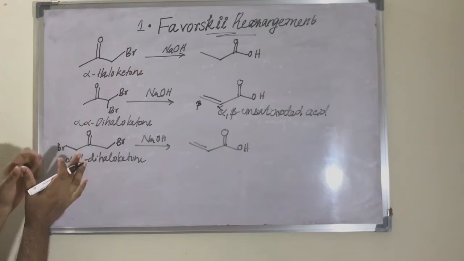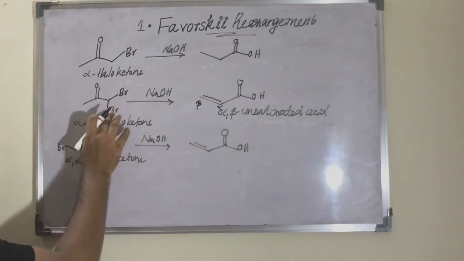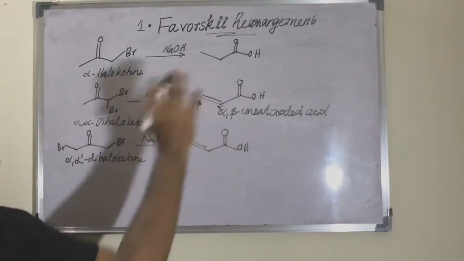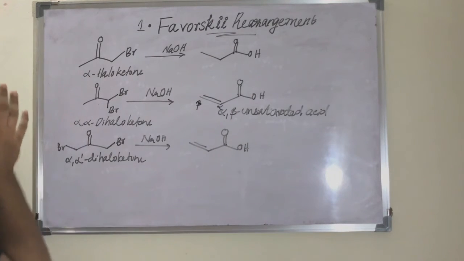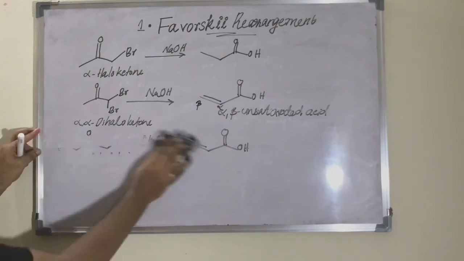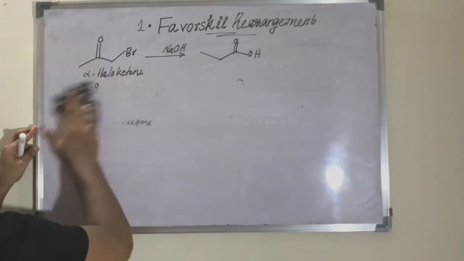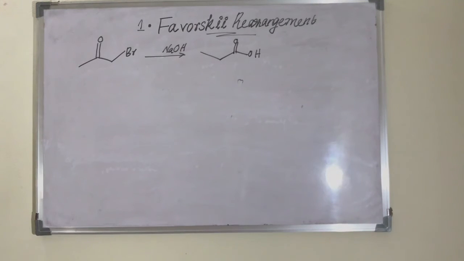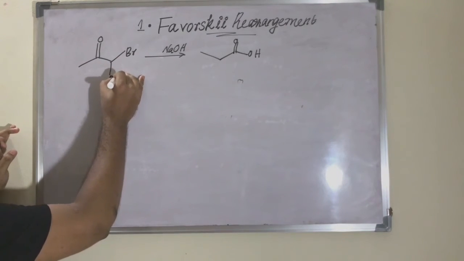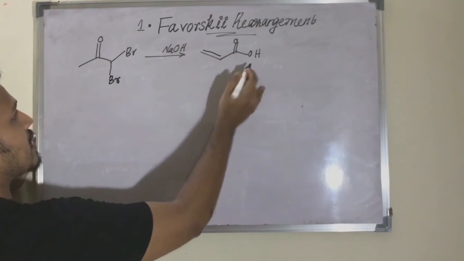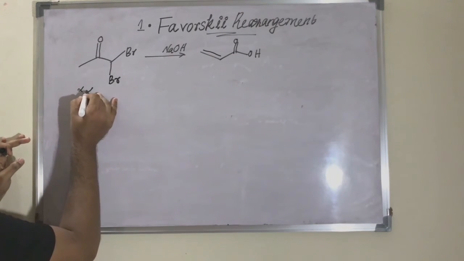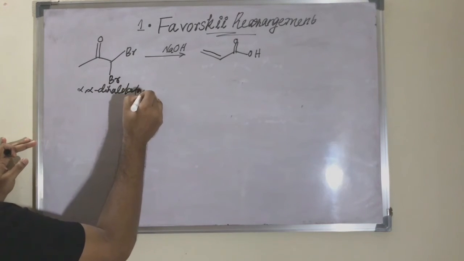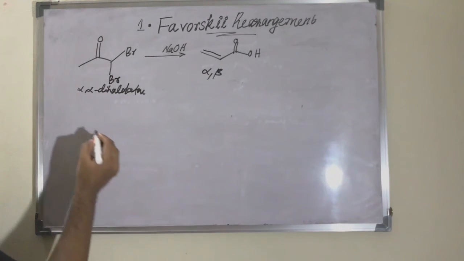So very simple. We can take alpha dihaloketone. How is this product formed? Let's check the mechanism. I am taking alpha dihaloketone. Our expected product is this. This is alpha dihaloketone, and this is alpha beta unsaturated.